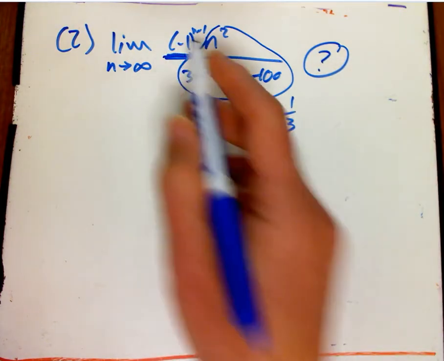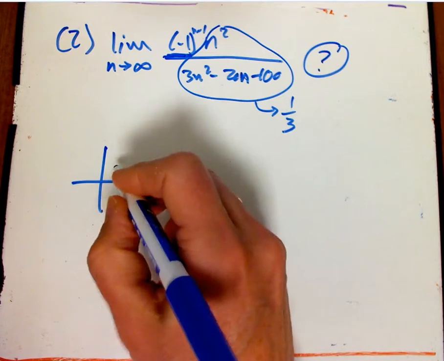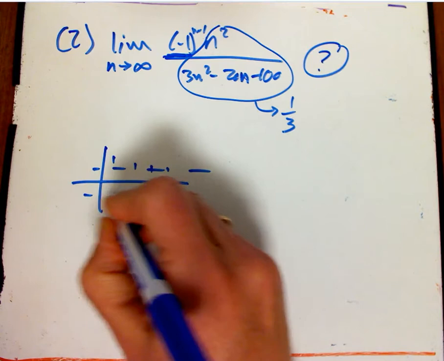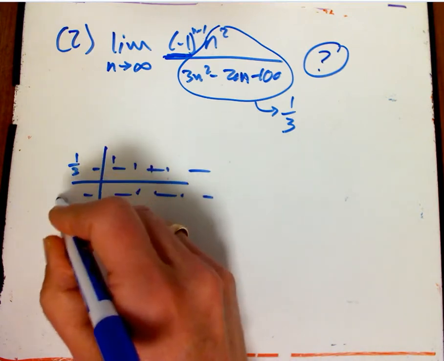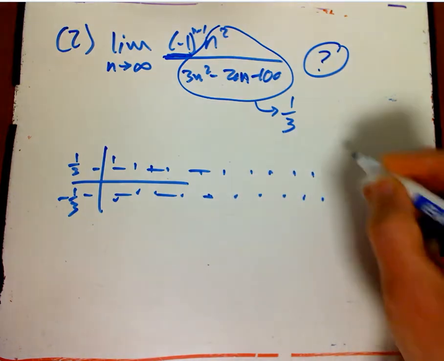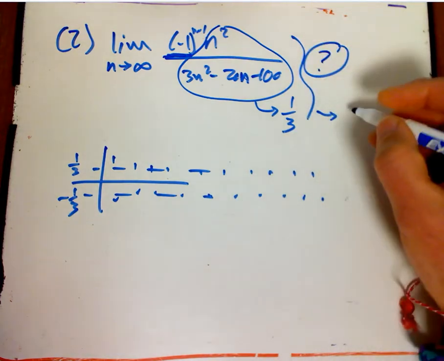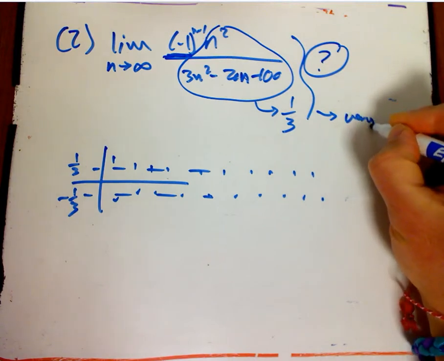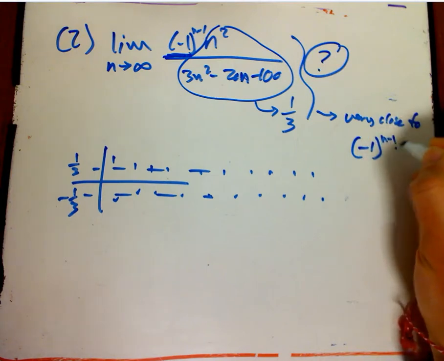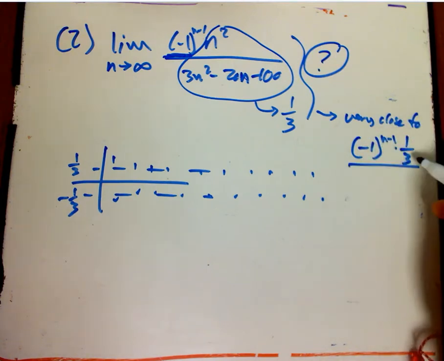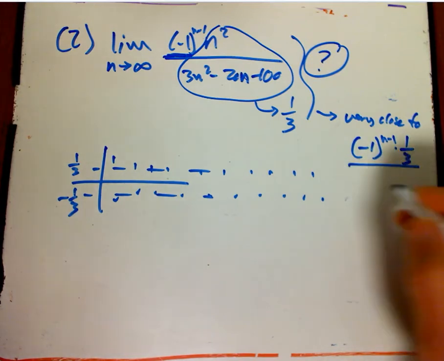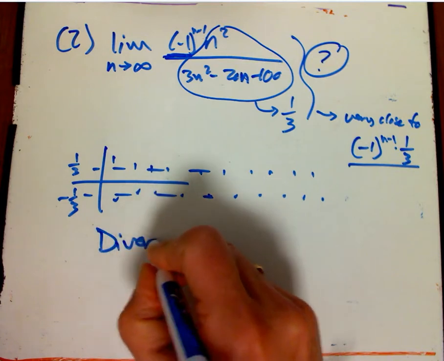What is the -1 to the n minus 1 doing? That's going to create a sequence that, whatever it does at the start, is going to settle down to something that's very close to 1/3 half the time and very close to -1/3 half the time. The whole thing is going to be very close to just -1 to the n minus 1 times the constant 1/3. Rather simple, but definitely not convergent. This does not settle down to a limit. So this diverges.